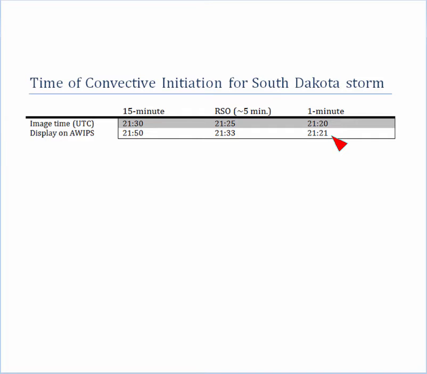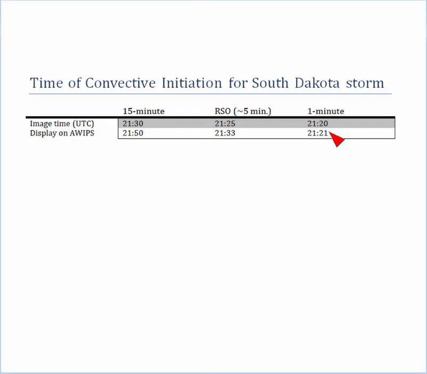And notice just the huge improvement over the previous times with the 15-minute or the RSO mode. This is really a game changer, and the reason for that is you'll be able to use it in ways you haven't used it in the past. For example, in the warning decision-making process, you can now get this fast enough to actually discern these signatures in the imagery and use it in the warning decision-making process, in addition to really fine-tuning the pre-storm environment, mesoanalysis like we've been talking about here.